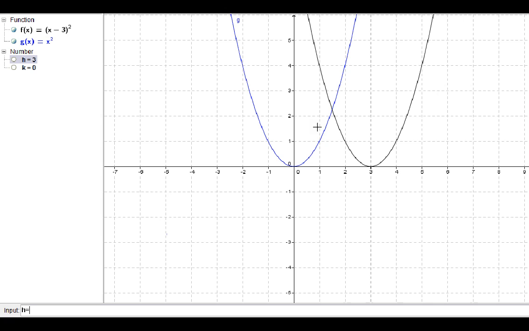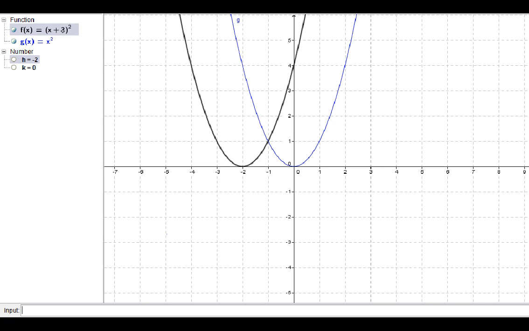Well, let me make h a negative 2. So let's move it 2 spaces from the original, which is the blue one. And notice that now up here it becomes (x plus 2) quantity squared. So now it moves to the left 2 instead of to the right 3.